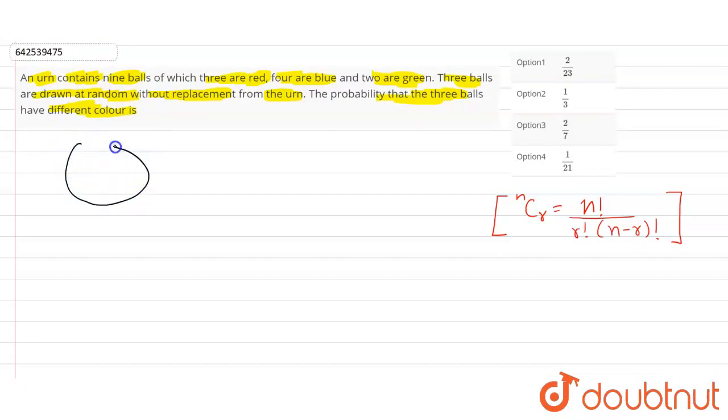So we have 3 red balls, 4 blue balls, and 2 green balls. So total balls are 9. Total balls equal to 9. Now let A be the event that the balls drawn are of different colors.